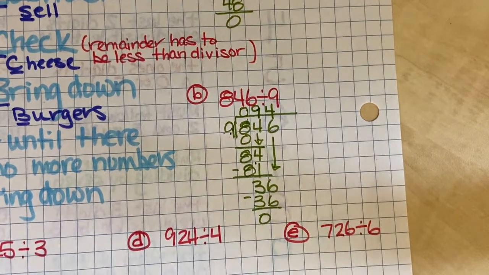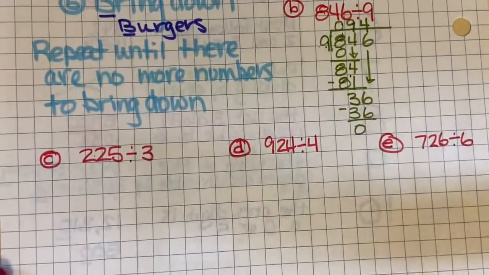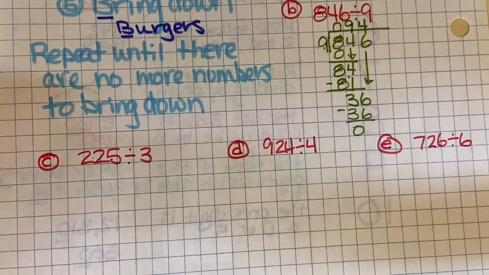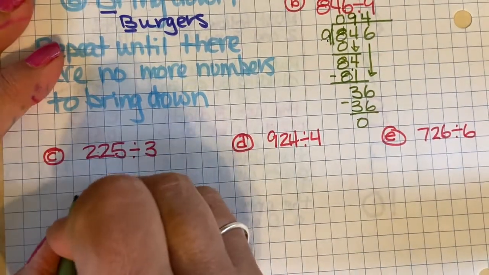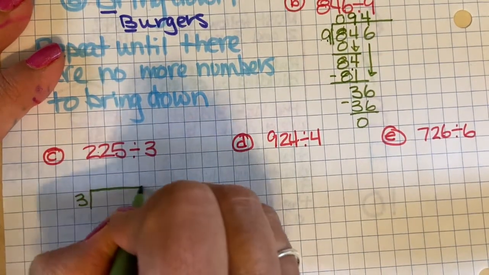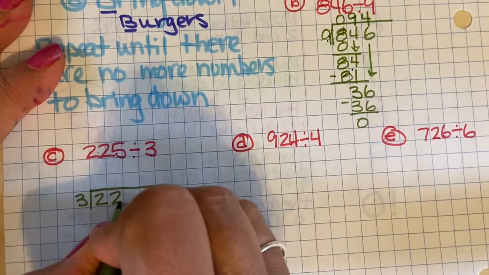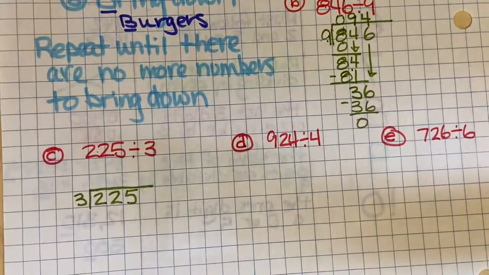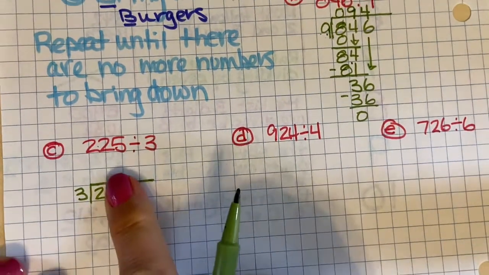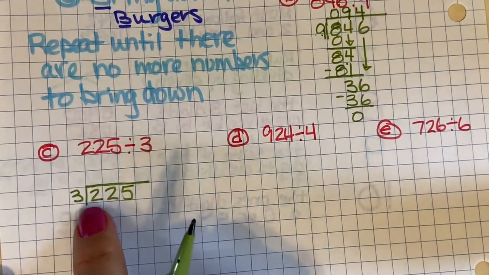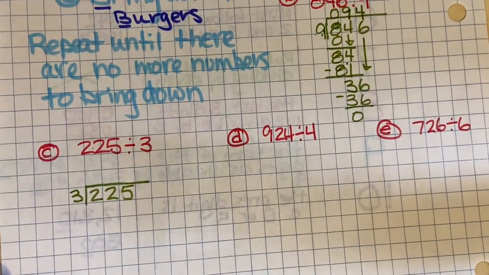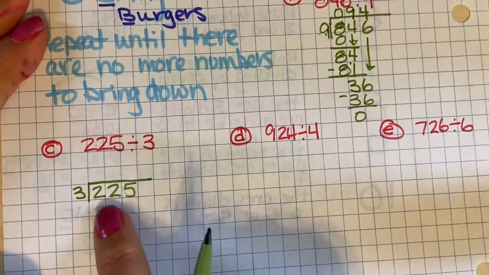Okay? All right, we're going to do 3 more examples just so that you have them to go back to. All right, so this one is 3 into 225. Again, 3 doesn't go in. I'm going to show you how to do it without putting the 0, but you can only do it for the first one where you don't have to put a 0.